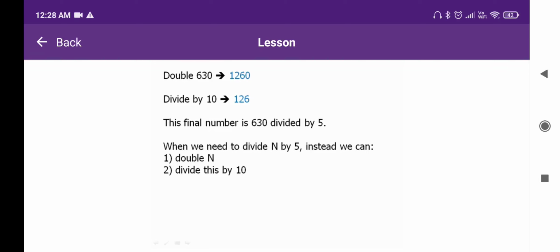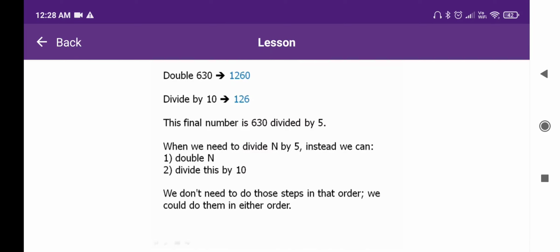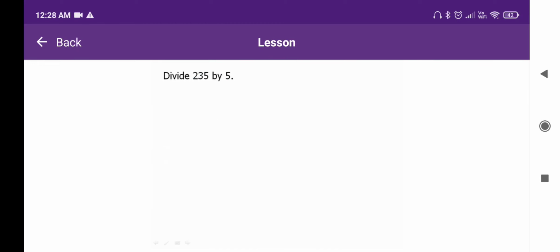When we need to divide by 5, we can double n and then divide the doubled number by 10. And in fact, we don't even need to do things in that order. We could do them in either order. We could divide by 10 first and then double, or we could double first and divide by 10, whichever seems easier. So, pause the video, practice dividing that by 5 in your head.